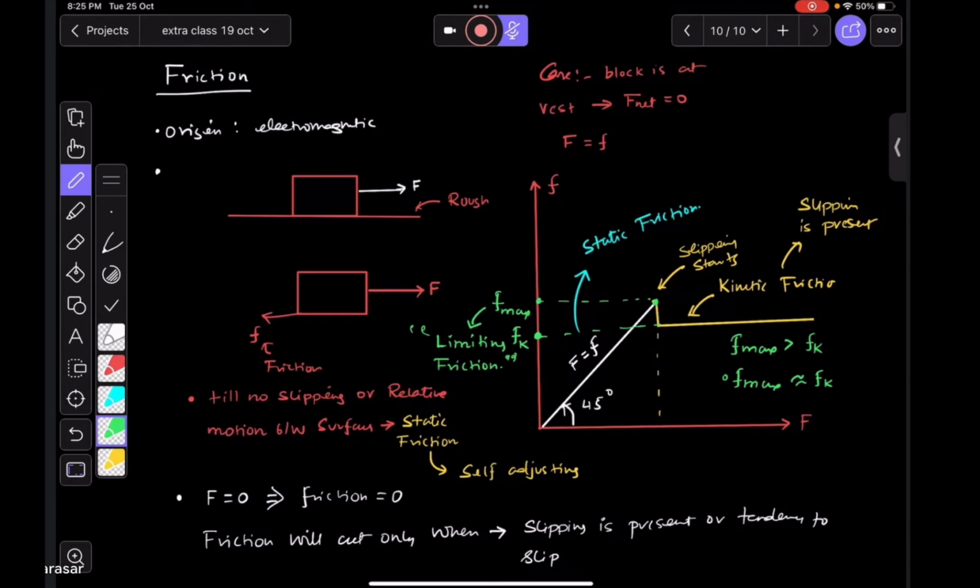There's a theory also by which we can explain this region. I'll tell you in the next slide. You copy this thing first.